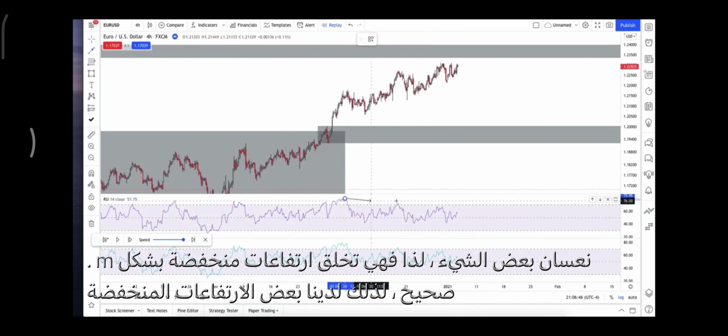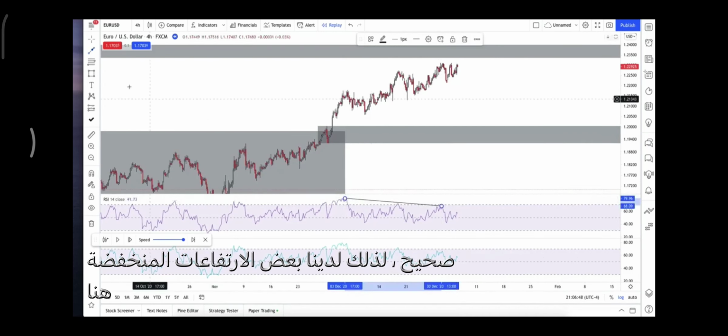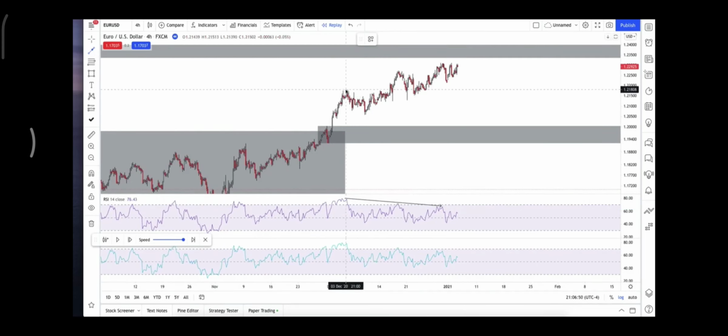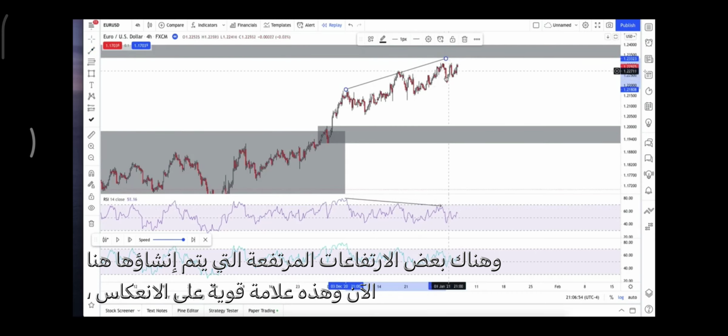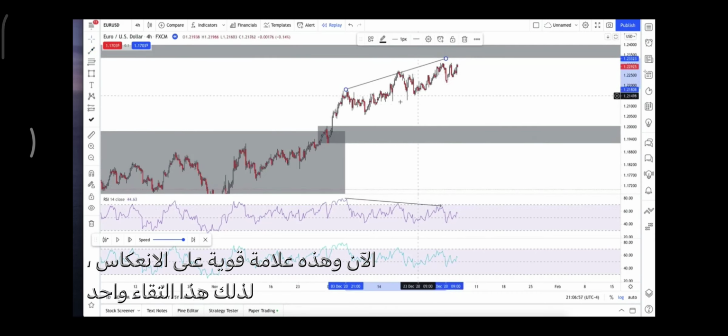So it's creating lower highs, right? So we have some lower highs here and some higher highs being created here. Now that's a strong sign of a reversal. So that's one confluence, right?